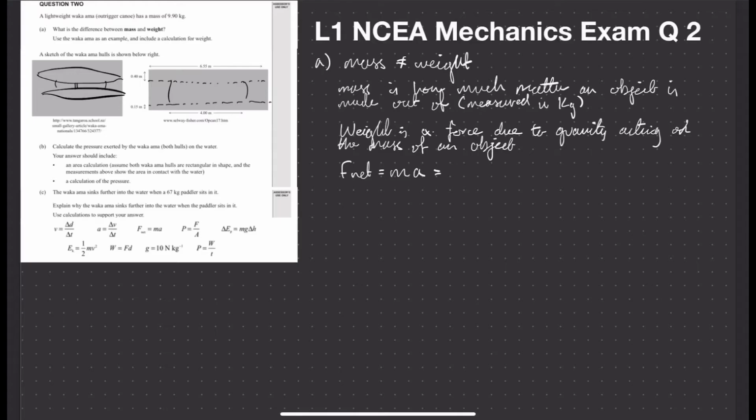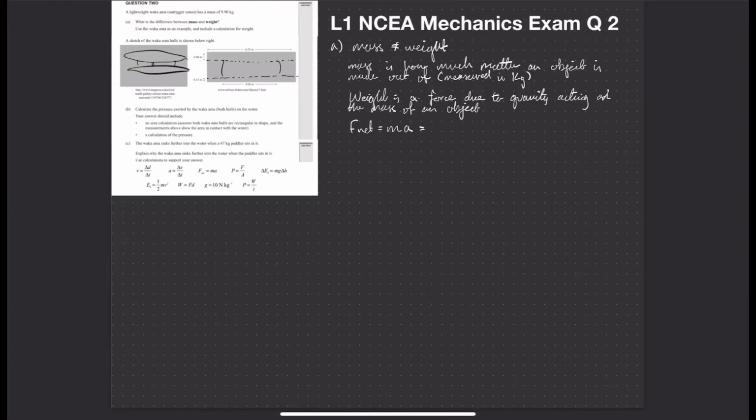Now they've actually provided us with the mass up here, 9.9 kilograms. Okay, so we're just going to plug and chug, put that information in and do our equation. That equals our mass, 9.90, okay, times our acceleration, 10, and we're going to get 99 newtons. Let's move on to B.